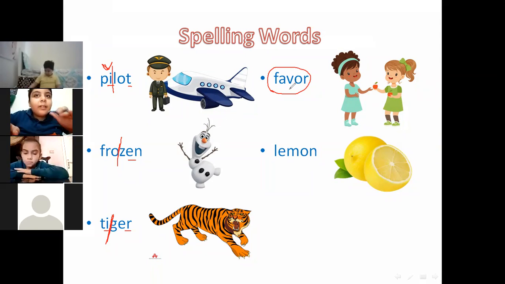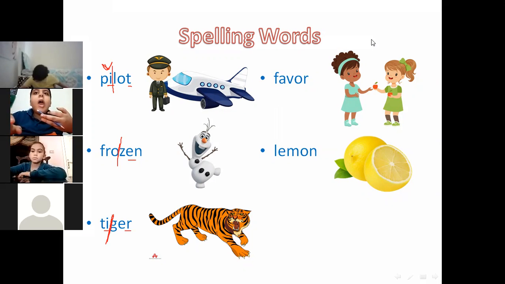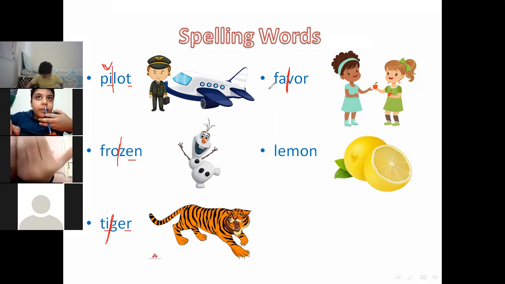Fever, amazing. So, how should we divide the word? Fever. Amazing. Wonderful. Between the A and V. Here we have open syllable and then we have closed syllable. Amazing. Excellent. Muhammad.